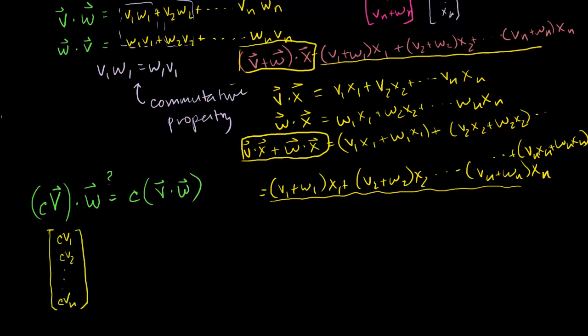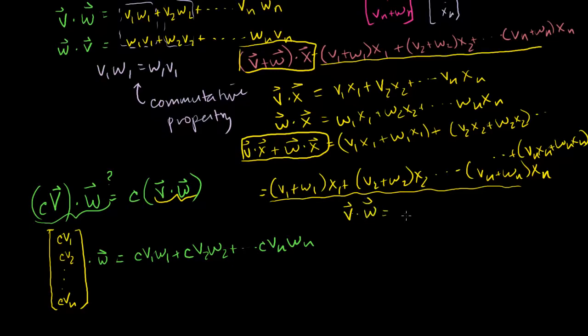And then the vector w, we already know what that is. So dot w is equal to what? It's equal to this times the first term of w, so c v1 w1, plus this times the second term of w, c v2 w2, all the way to c vn wn. Fair enough. That's what this side is equal to. Now let's do this side. What is v dot w? I'll write it here. We've done this multiple times. This is just v1 w1 plus v2 w2 all the way to vn wn.